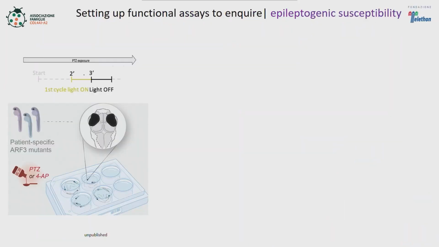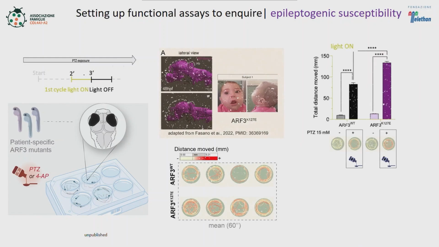And one thing that we really like to do is, because I told you that the most severe patients have epilepsy, we want to see whether we can set up functional assays where we can predict epileptogenic susceptibility. What we do in zebrafish is quite established, it's very easy. We have our patient-specific mutant, we provide the neurostimulant that usually suppresses GABAergic signaling, and then we look at how they behave in a dish. You can see here, on the bottom, we model our patient, and we look at how they swim in the presence of light and the neurostimulant.